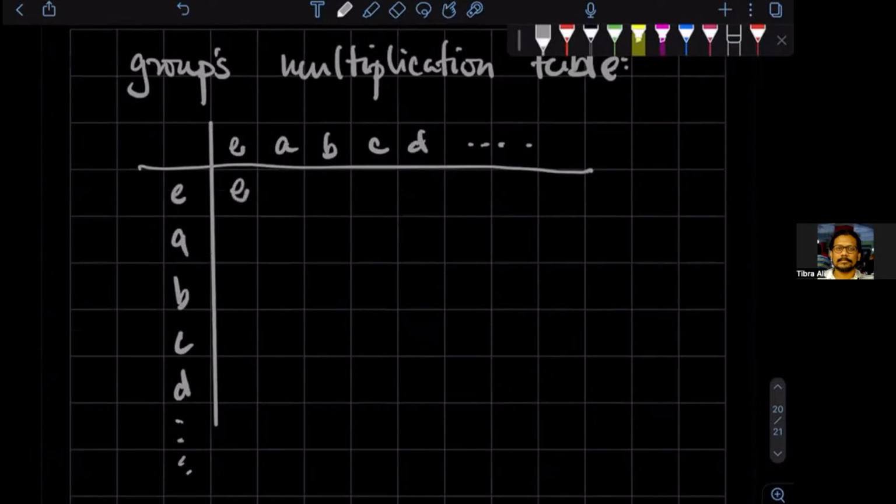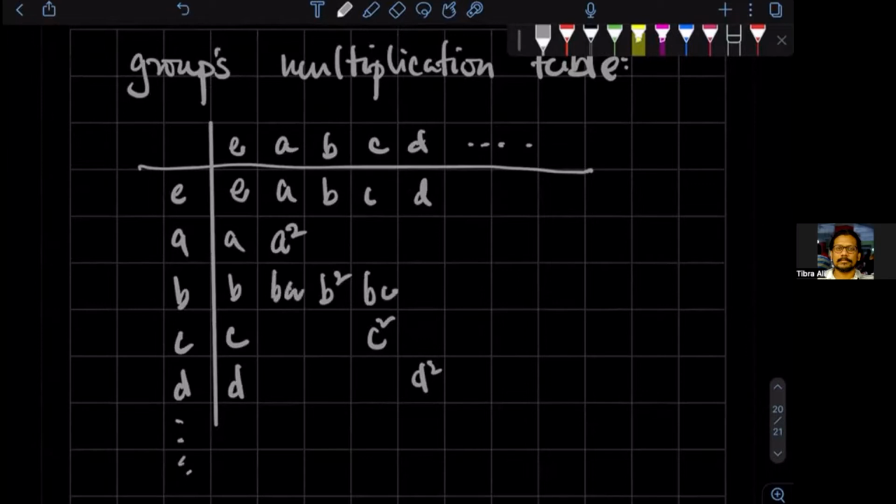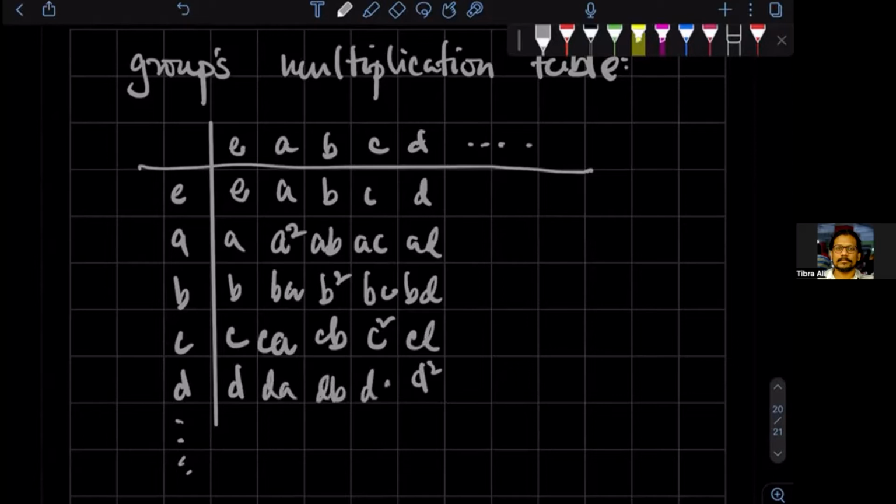Then we're going to have E here, A squared, B squared, C squared, D squared. Here we'll have A, B, C, D. Here we will have B, A, then B, C, B, D. Here we'll have A, B, A, C, A, D. Here we'll have C, A, C, B, and then C, D. Here we'll have D, A, D, B, D, C. Okay, you get the idea.